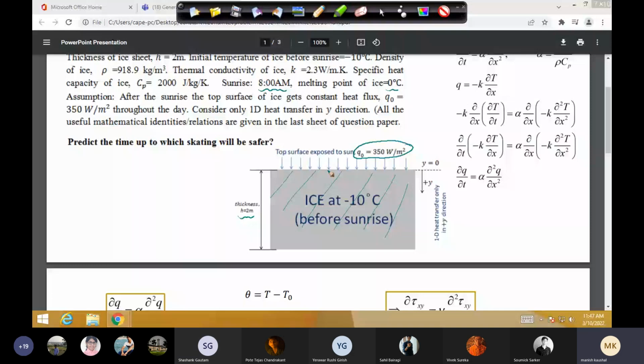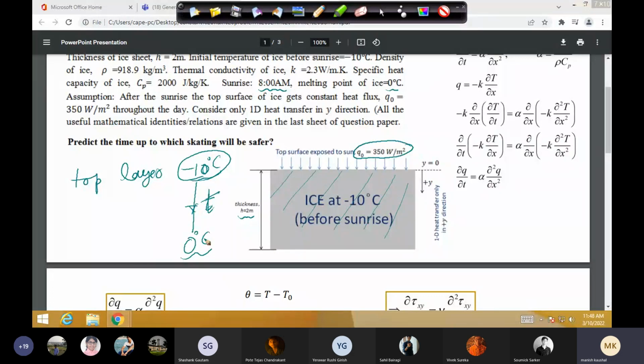So see the top layer, if I describe this problem before solving, the top layer is initially at minus 10 degree. Now this heat is falling. So of course the temperature of the whole block will start increasing, but this layer will first achieve higher and higher temperature. So its temperature will increase with time, and after a certain time its temperature will be 0 degree, and then this top layer will start melting.